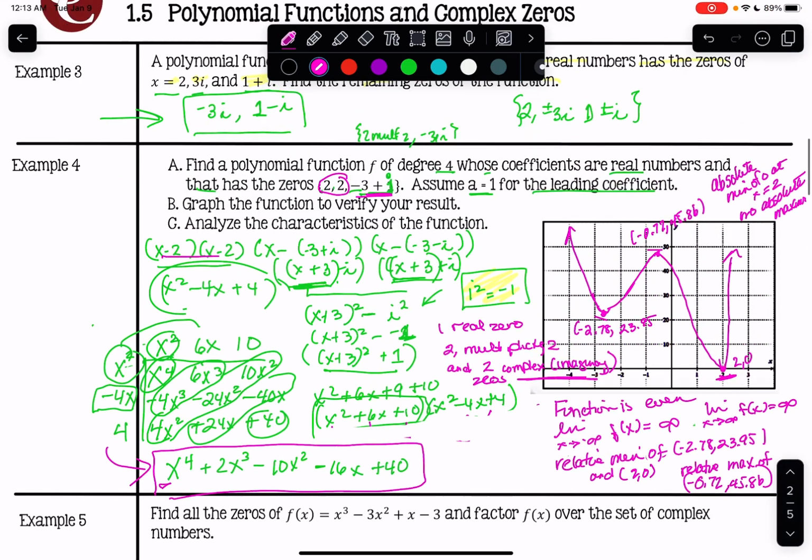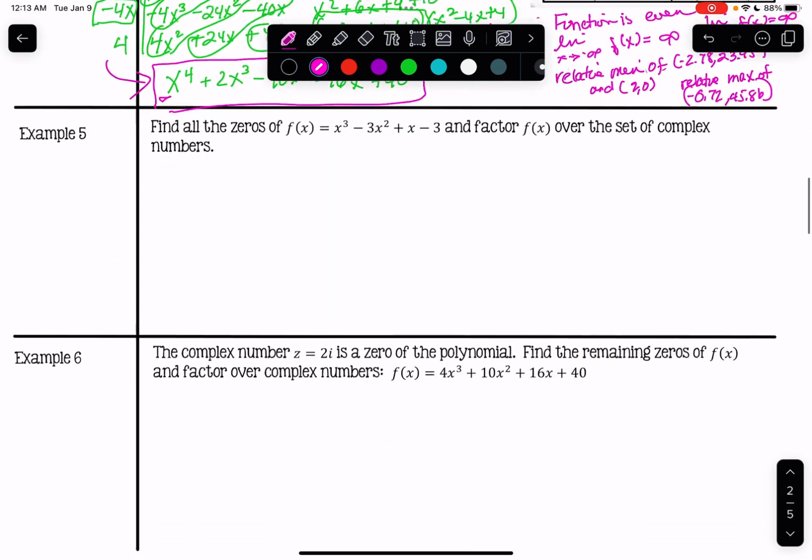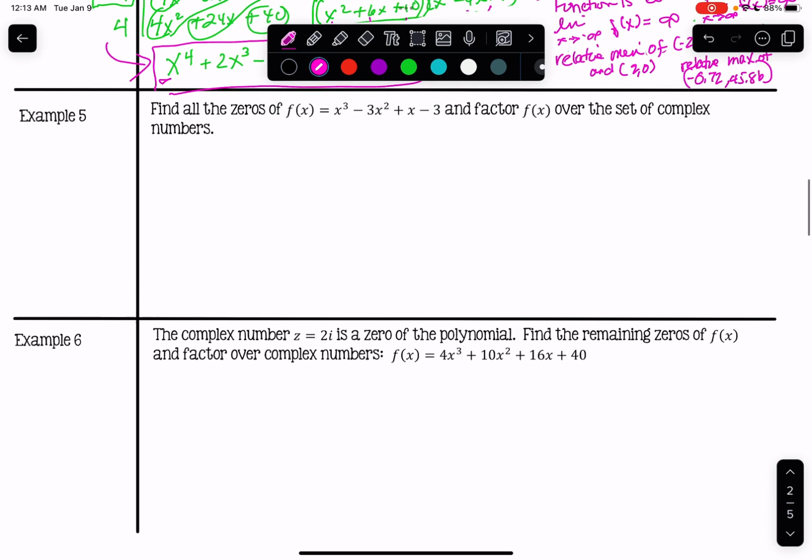We are working on AP Pre-Calculus Lesson 1-5, Polynomial Functions, and we're up to Example 5 on Video 3. Example 5 just has us find all the zeros and factor over the set of complex numbers. So we have two things we have to do. We have to do factors and we have to do zeros.